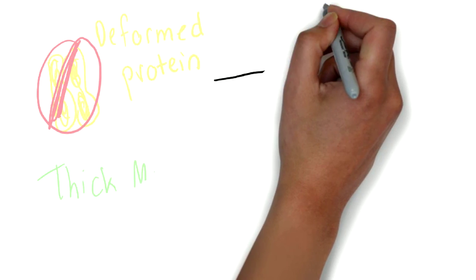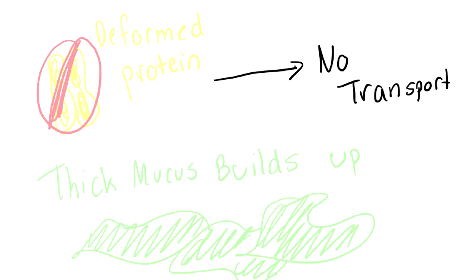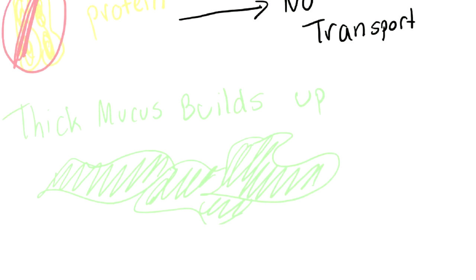Yes, and the protein cannot transport the chloride ions or water outside the cell. Those molecules are used to make thick mucus into thin mucus. The thick mucus builds up, which causes all the symptoms of cystic fibrosis, which was discussed with your other doctor.